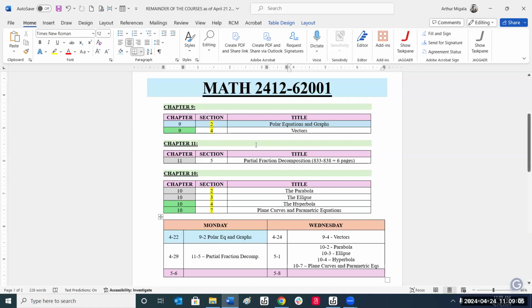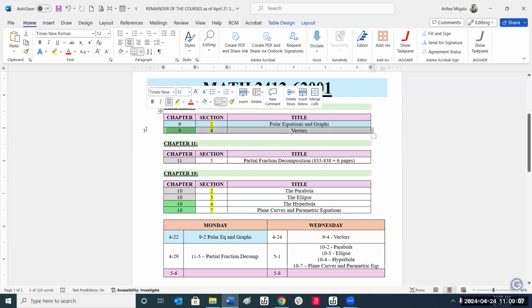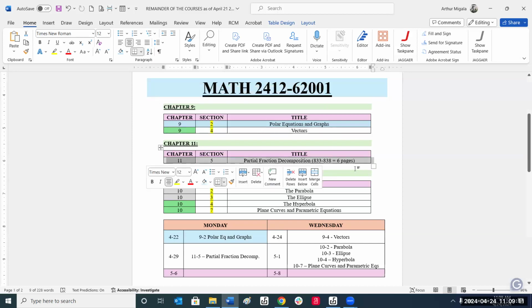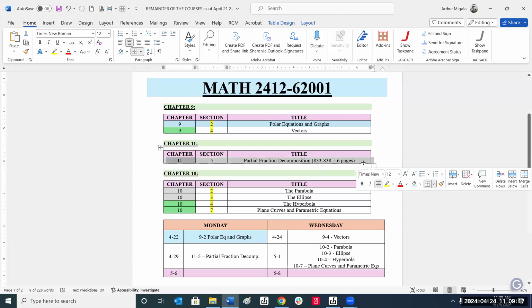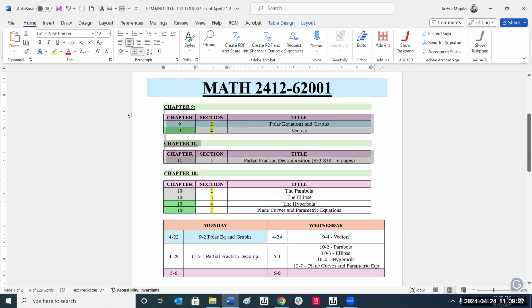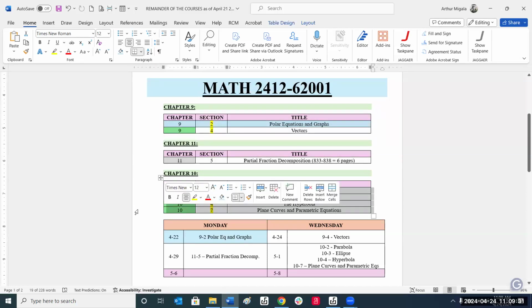Well, we're gonna do vectors today. That'll finish chapter 9. And on Monday, or today, or Monday for sure, we'll do chapter 11, section 5. That's a short topic on partial fractions. And then we'll start parabolas, ellipses, hyperboloids, and the conic sections. But these are the last ones I'd grade. These are just for your own information.